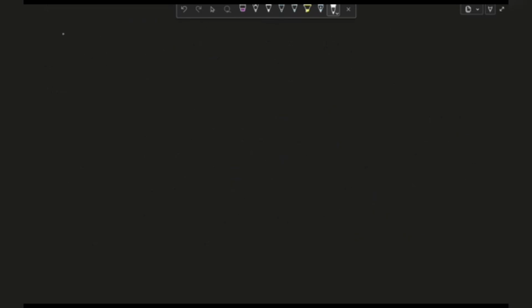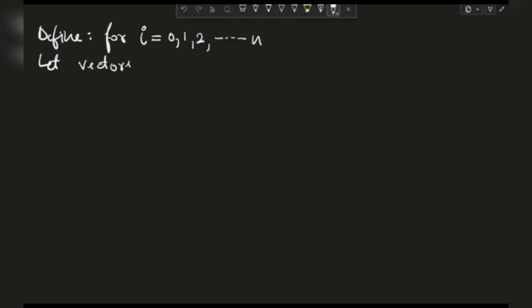So basically what I will do is define, for i as a variable from i equal to 0, 1, 2 up till n, some vectors v i, which is equivalent to (i, n). It's basically i cap plus n j cap. I wrote it in coordinate form.